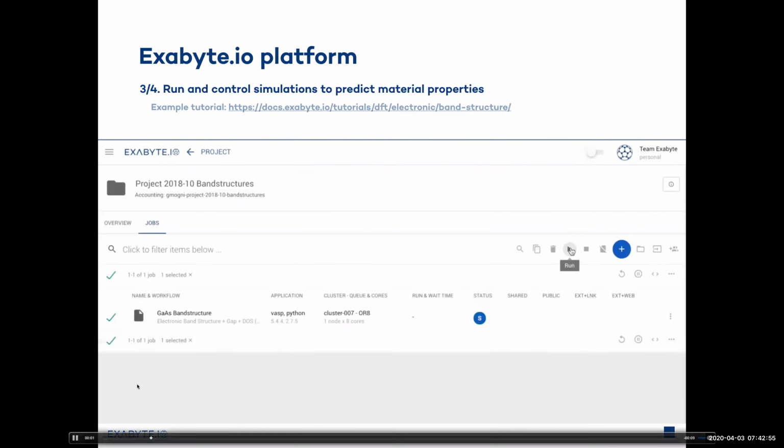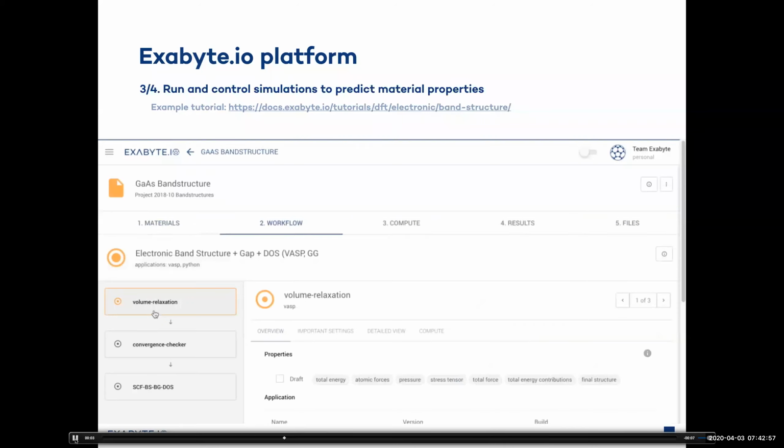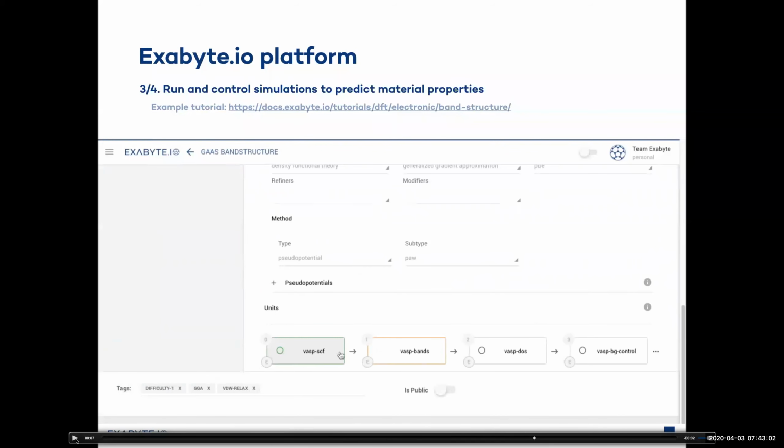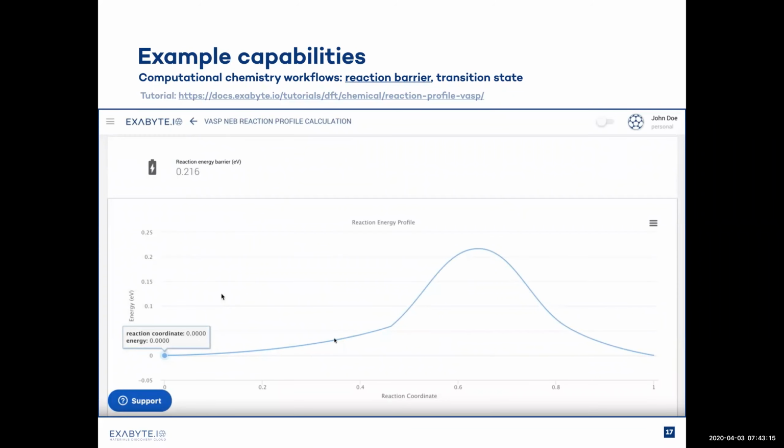The next step is to execute it and make sure that the calculation proceeds forward and finishes successfully. So for that, we also have the machinery to do that, to demonstrate which unit is active right now, which unit is running, make sure that the convergence is done properly. And at the end, we present users with the result, which in the case of a chemical reaction, for example, is the chemical reaction profile, where we can see the barrier and the transition state as an example.